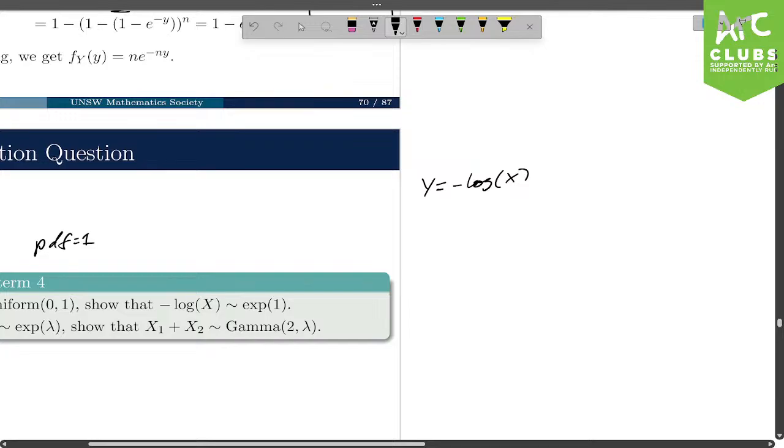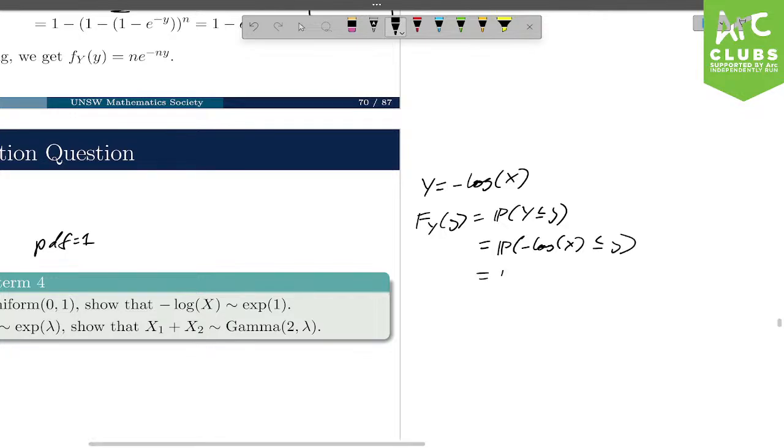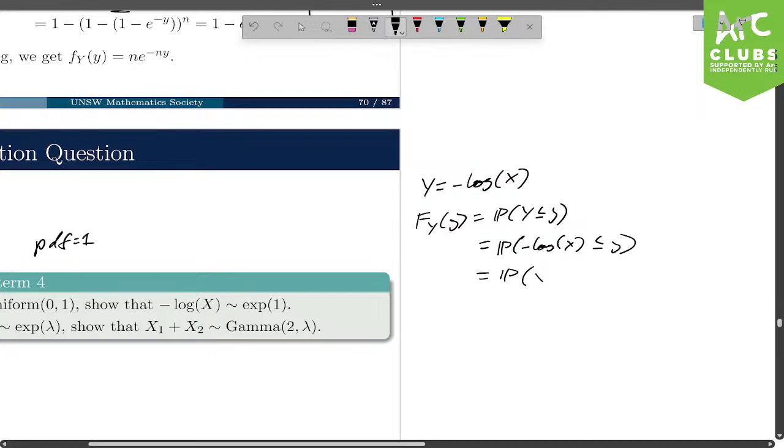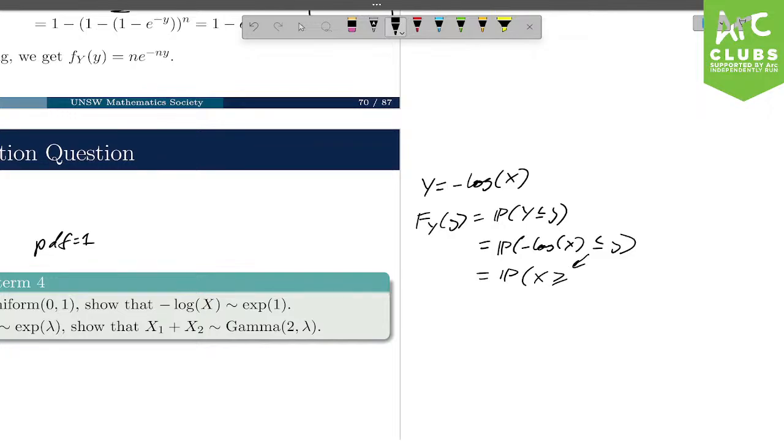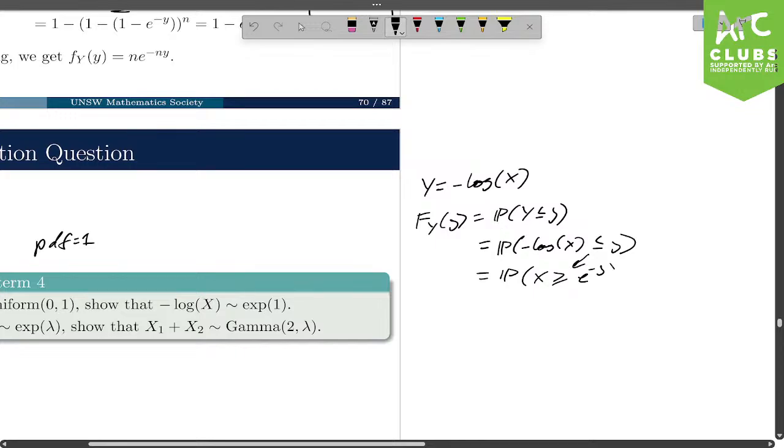And the way that goes is we say that y equals minus log of x. And so the cumulative distribution of y at y equals the probability that y is less than or equal to y, which is equal to the probability that minus log of x is less than or equal to y, equals the probability that x is greater than or equal to, mind you, I've just swapped the sign because I'm multiplying by a negative number, and e to the x is an always increasing function, and so this means that we have a monotonic increasing transformation, which makes this very useful, e to the minus y.